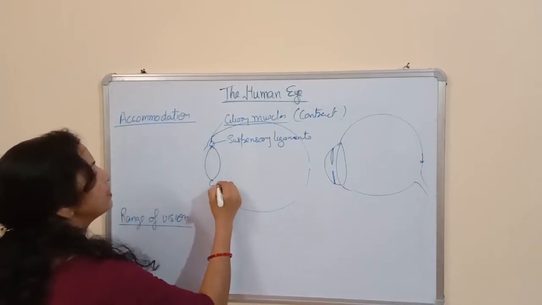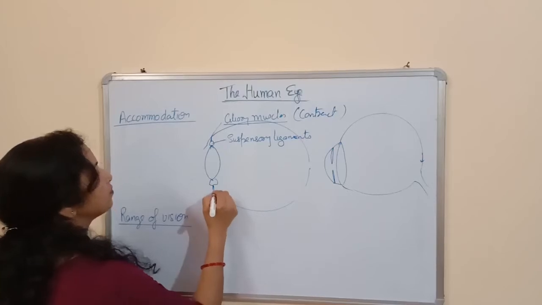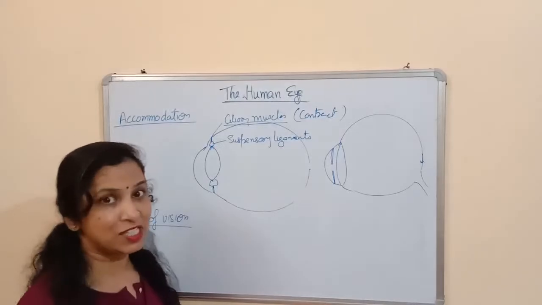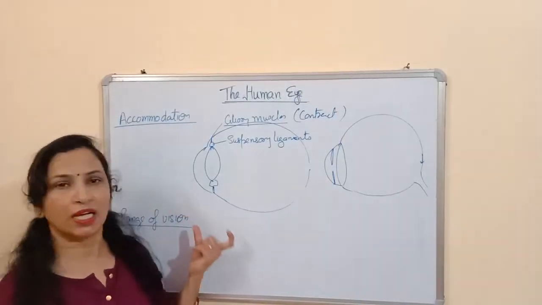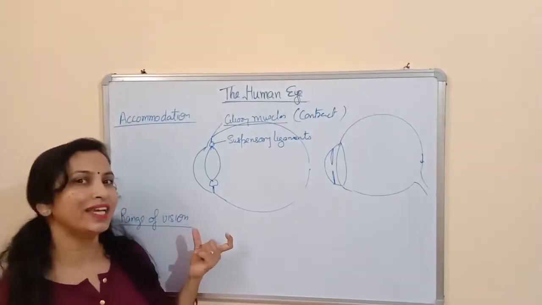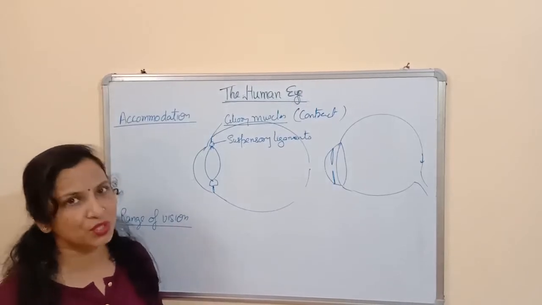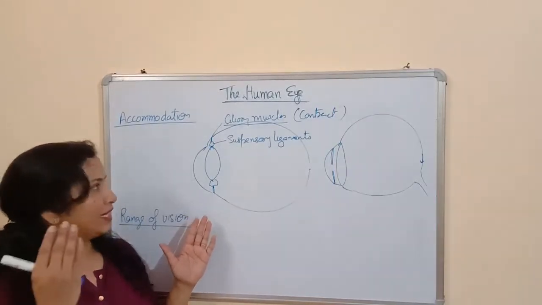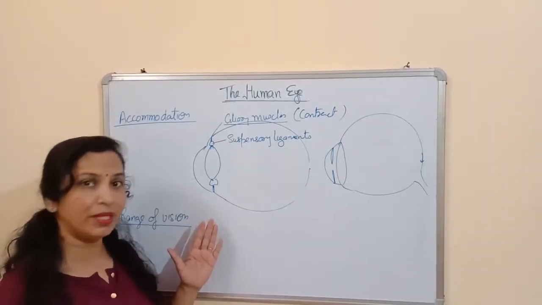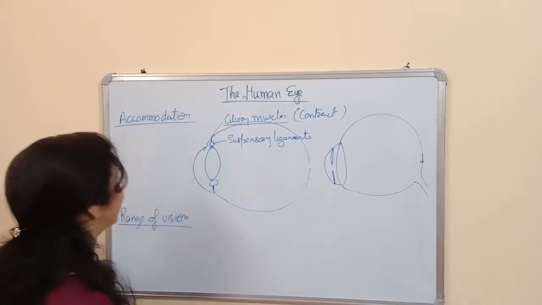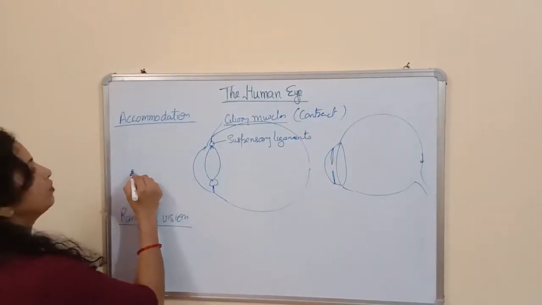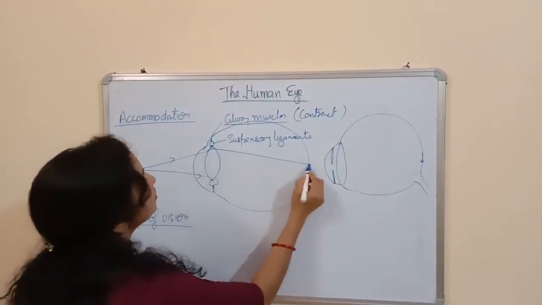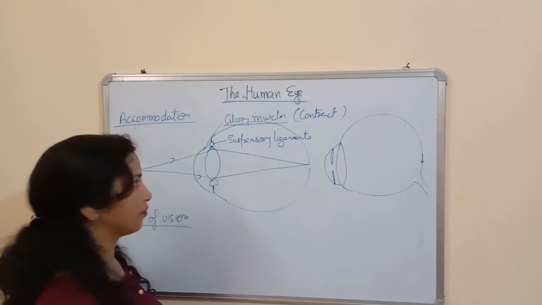It means this lens gains its original position. And when this lens gets its original position, it becomes thick. And when it becomes thick, its focal length becomes short. Now it has a shorter focal length, due to which it can easily converge the light rays coming diverging towards it, or we can say the light rays coming from the nearby object. This lens can converge these light rays on the retina.